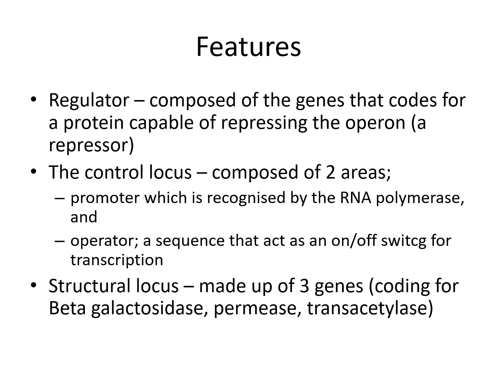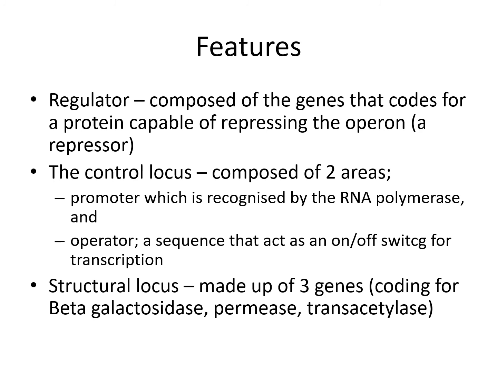So the gene is called a repressor. The second one is the control locus. This control locus is composed of two areas. Number one, the promoter that is recognized by the RNA polymerase, and then the other one is the operator. The operator is a sequence that acts as an on and off switch for the transcription.